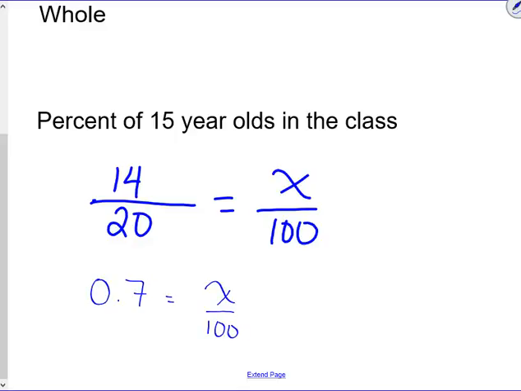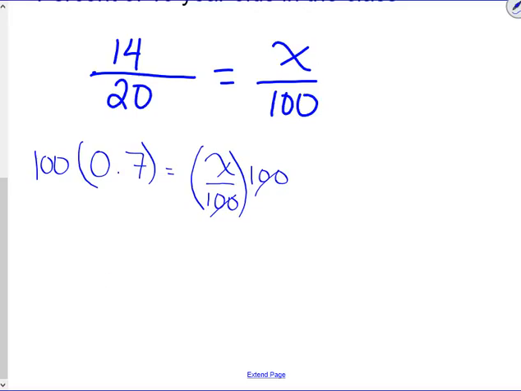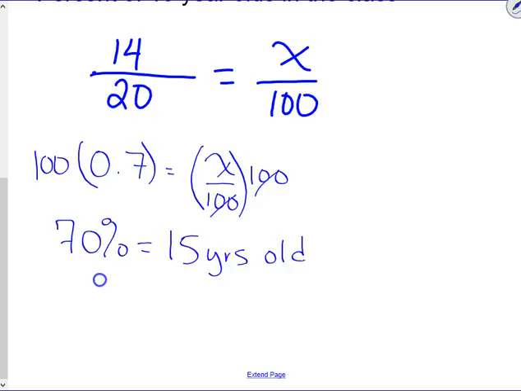I'm going to multiply both sides by 100 so that my 100s cancel out on this side, and I can say that 70% of our class are 15 years old. All percent compositions will look the same, where they will be cross-multiplied by 100.